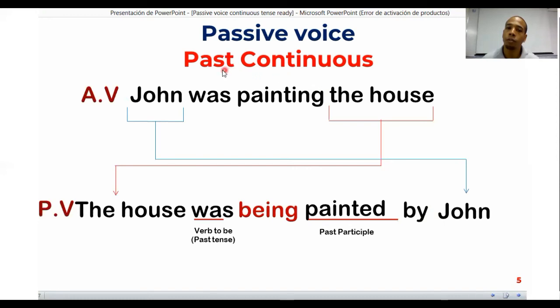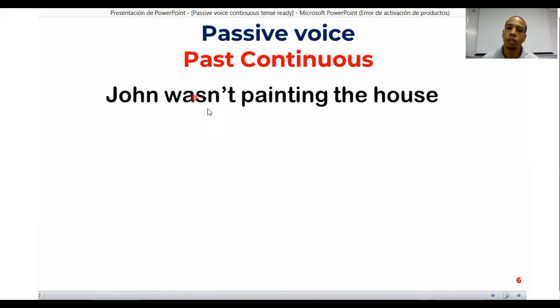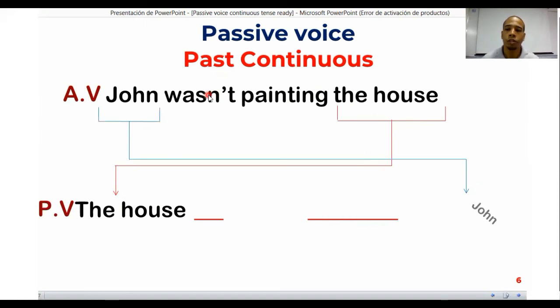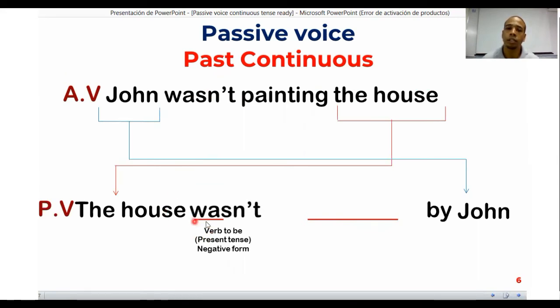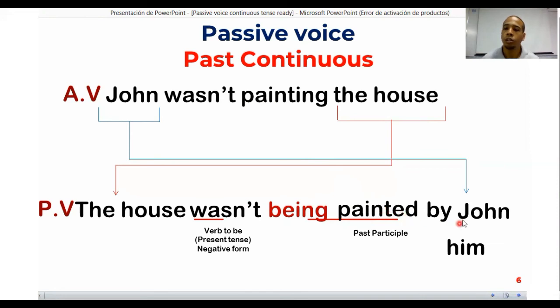Notice that now we're working with past continuous. John wasn't painting the house. This is a negative form. So we say the house, move John again. The negative form was, since this is singular, it continues being wasn't. Being because of the ing form and painted because this is a verb and it's a regular one. John can be substituted by him. We have two options. You can say by John or by him, object pronoun.